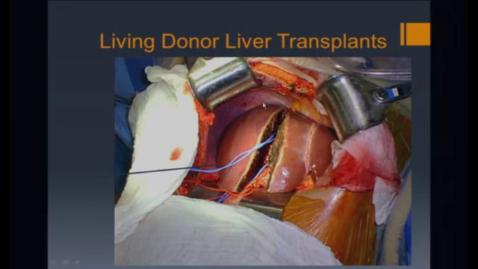This is an intraoperative image of a living donor liver transplant in progress. Here, the donor has been opened and the liver has been divided into two. The right lobe here will be removed and given to the recipient. This is the left lobe, which will be left to the patient. This is the falciform ligament here separating the lateral and medial segments of the left lobe.